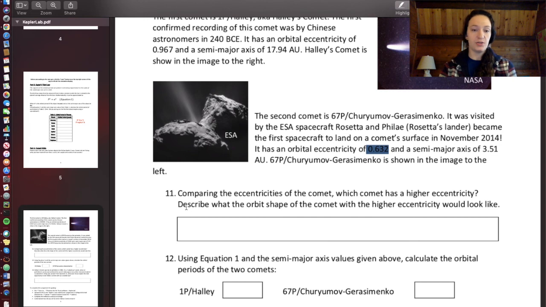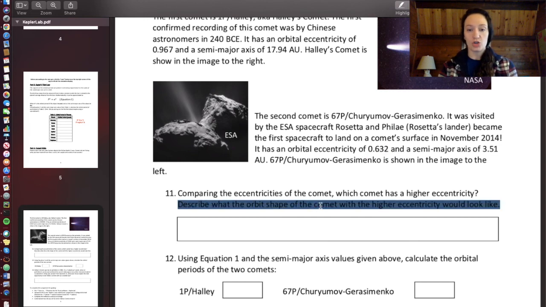And then it asks you to describe what the orbital shape of the comet with the higher eccentricity would look like. Meaning, given that eccentricity, is the orbit going to look like a circle? Is it going to look like an ellipse? Is it going to look like a parabola? AKA, is it perfectly circular? Is it an ellipse? Or is it unbound?